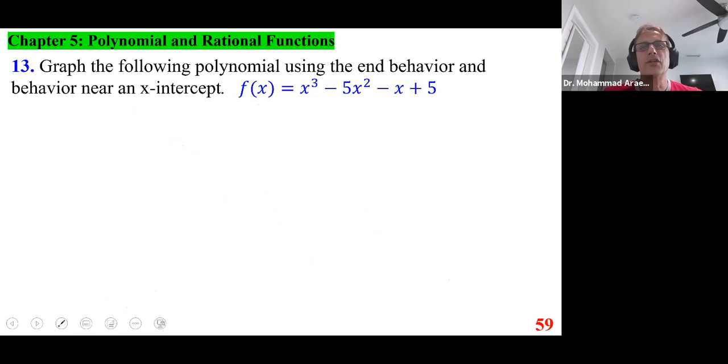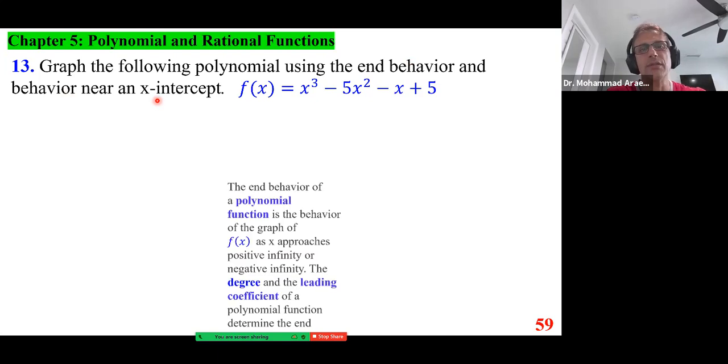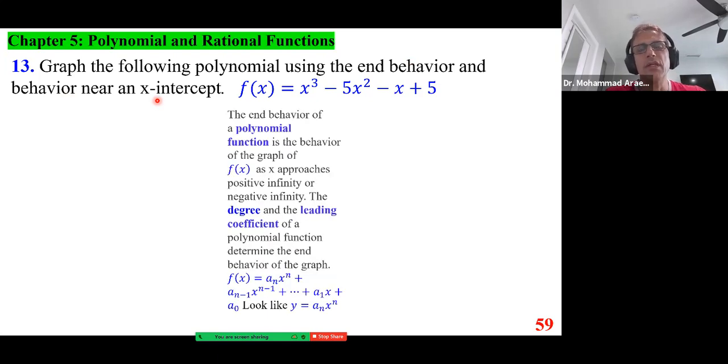We want to graph the function using the end behavior and behavior near an x-intercept. So let's discuss the concept and remind everybody about the end behavior. The end behavior of a function depends on the leading term and its coefficient. That's really the bottom line. The end behavior of a polynomial function is the behavior of the graph of f of x as x approaches positive infinity or negative infinity.